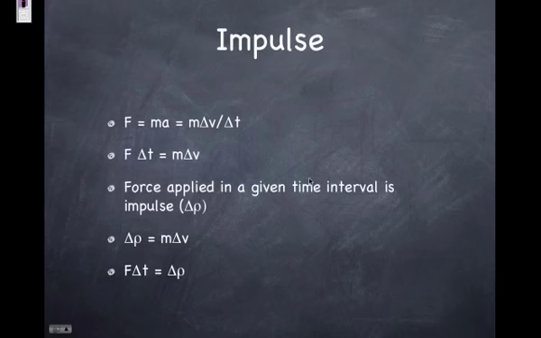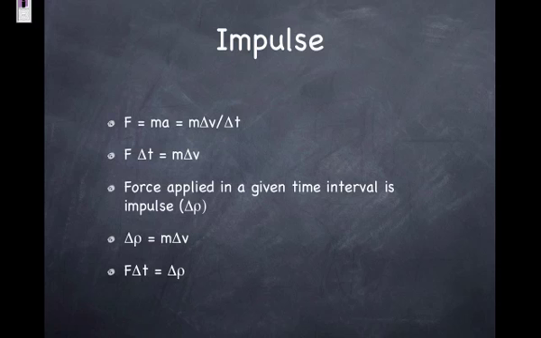Okay, and then we also have impulse, which is the time frame in which a force is applied. So we know the force is equal to mass times acceleration. Acceleration is the change of velocity over change in time. So if we take force times the change in time, that gives us mass times the change in velocity. And mass times the change in velocity, what's mv? mv equals momentum, rho.